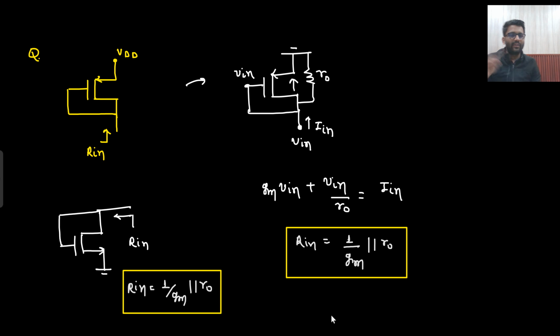Right? Both will give the same result. I just interchange the scenario, nothing else. Source grounded, drain gets shorted. From where am I collecting? From drain. From here. There you go.